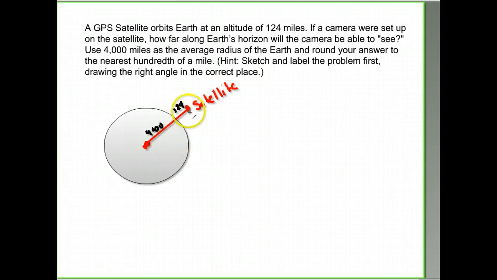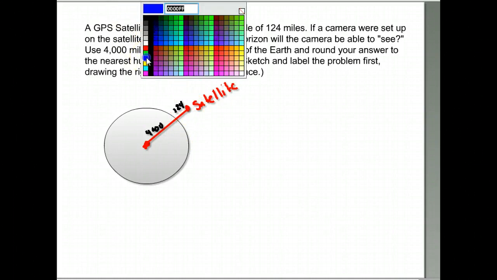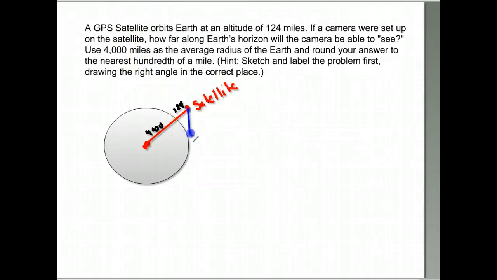They want to know how far can you see towards the horizon of the Earth. So we want to know, if we draw this line here, how far can you see until you touch the Earth? Notice what we've created there is a tangent line. It did touch the Earth in this one point. And that is what they want to know. What is the distance from the satellite to that point on the Earth where they're viewing?